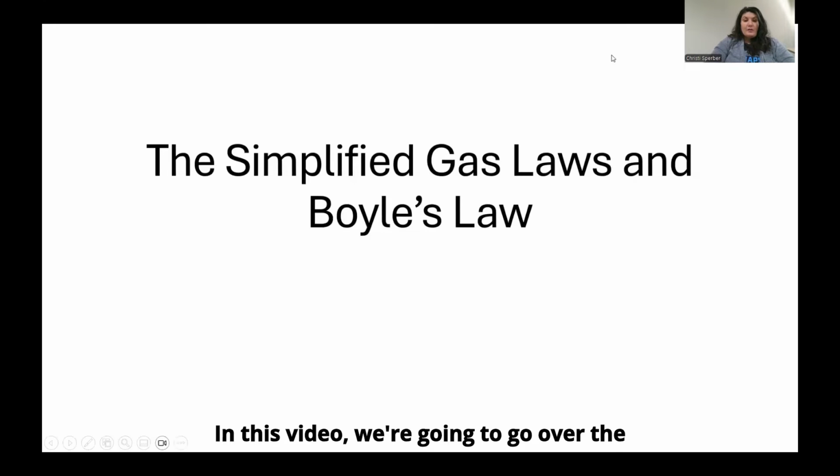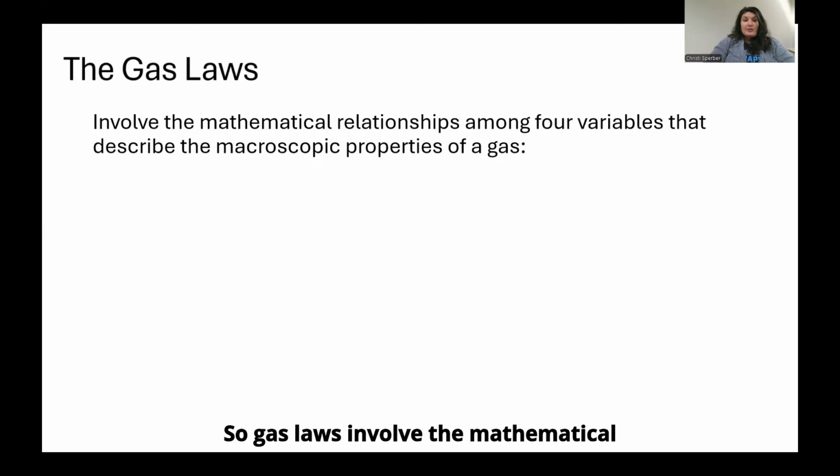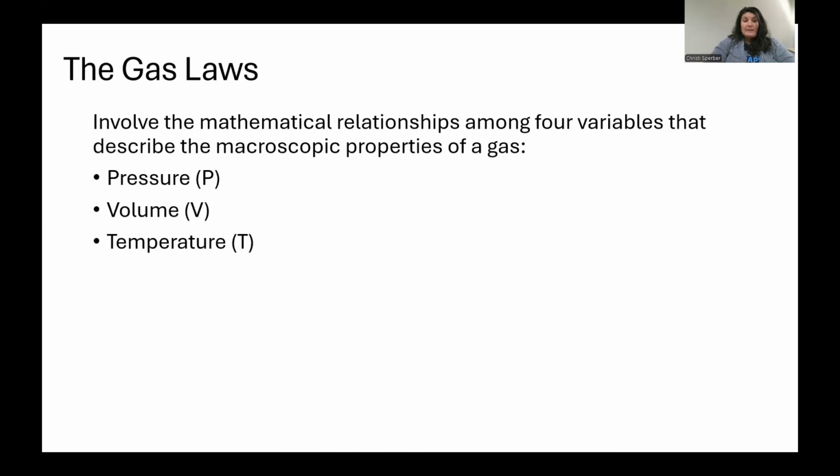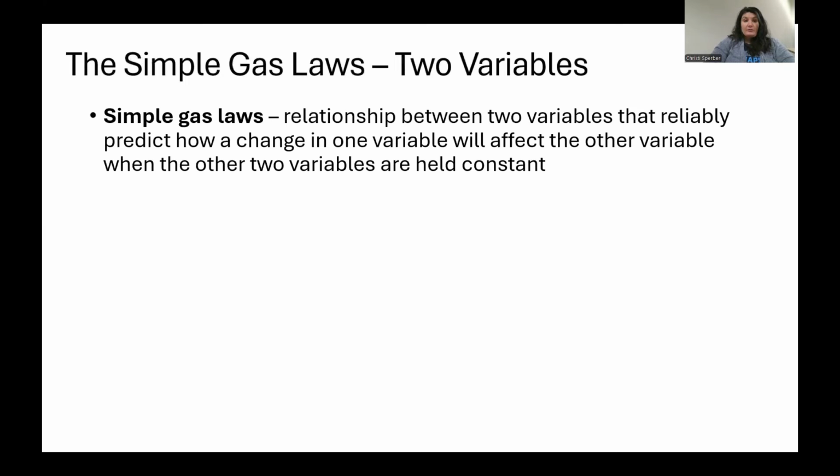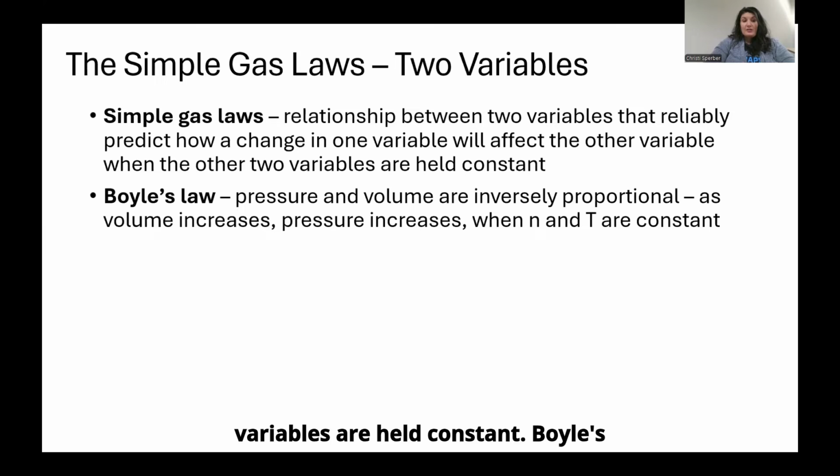In this video, we're going to go over the simplified gas laws and Boyle's law. So gas laws involve the mathematical relationships among four variables that describe the macroscopic properties of a gas: pressure, volume, temperature, and moles. The simple gas laws are the relationship between two of these variables that reliably predict how a change in one variable will affect the other variable when the other two variables are held constant.